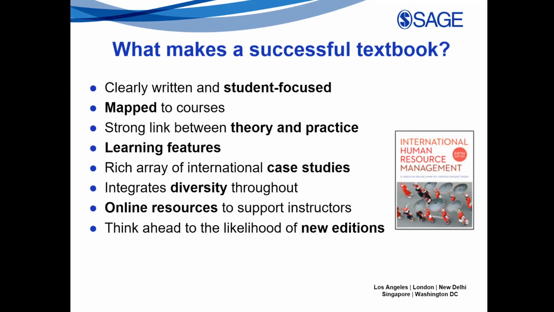And one important thing here, and in Anwil's example here, we've got a 5th edition, is think ahead that what is possible if you're successful is that we would want to do a new edition with you. And so that's a commitment as well. If you're really up for being successful as a textbook writer, you're going to be with us for a while, and we're going to want to work with you and re-edition the book.